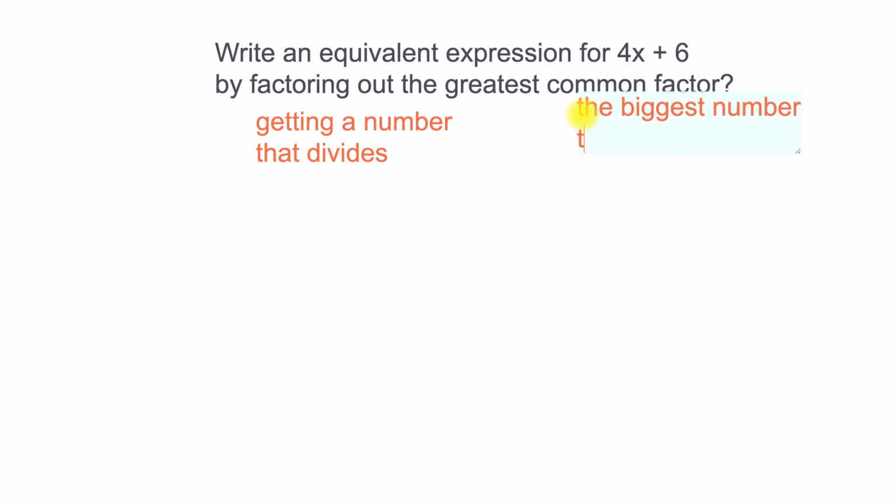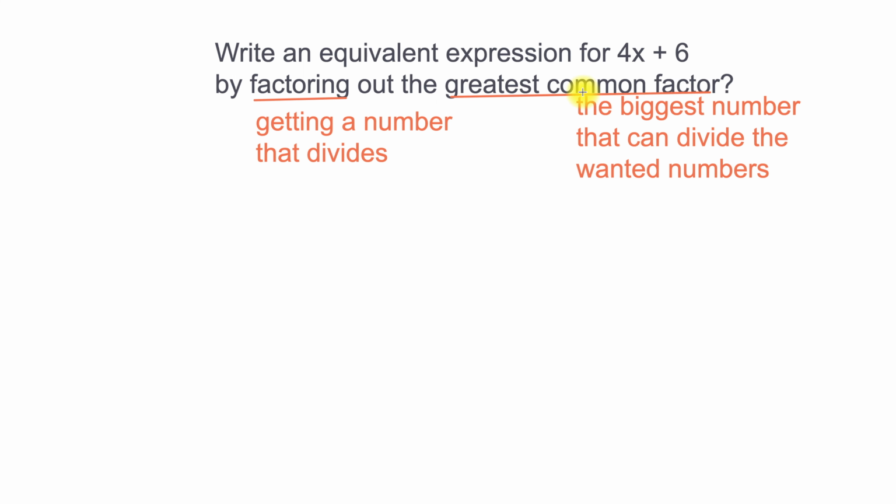number that can divide the desired numbers, or the wanted numbers. Now here's what I mean. When we're factoring out by using the greatest common factor, factoring means that we're getting a number that divides. We're factoring out the greatest common factor, and the greatest common factor is just the biggest number that can divide the wanted numbers. And what are the wanted numbers?